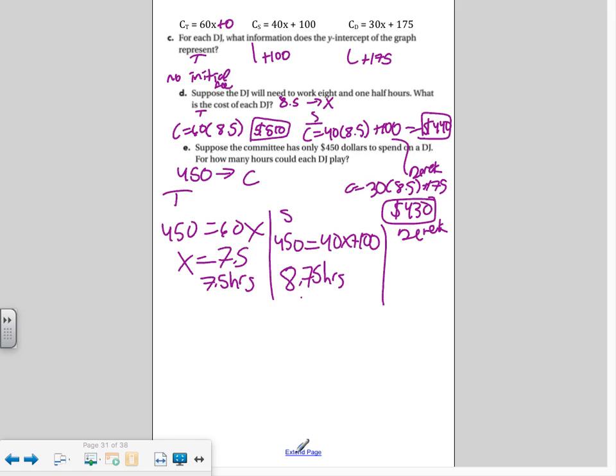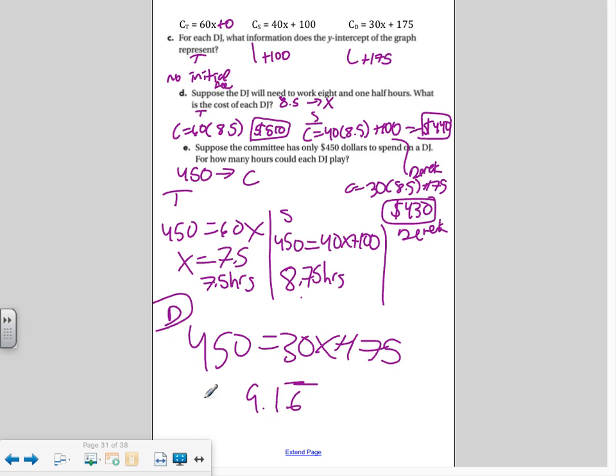make some more room here. All right, 450 equals 30x plus 175. Solving gives us 9.16 repeating for x, so we can round that and we can say about 9.12 hours.